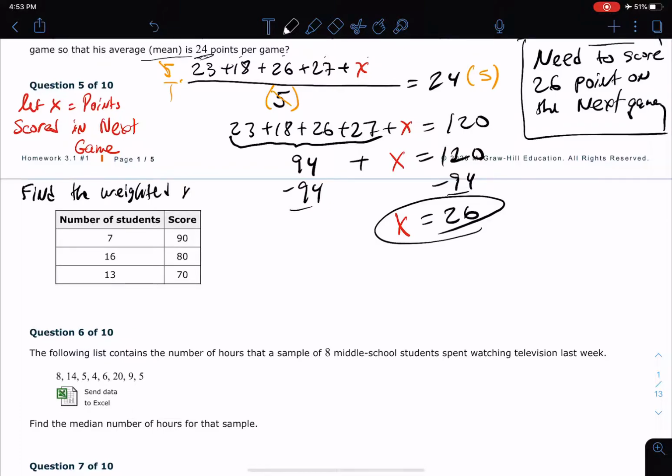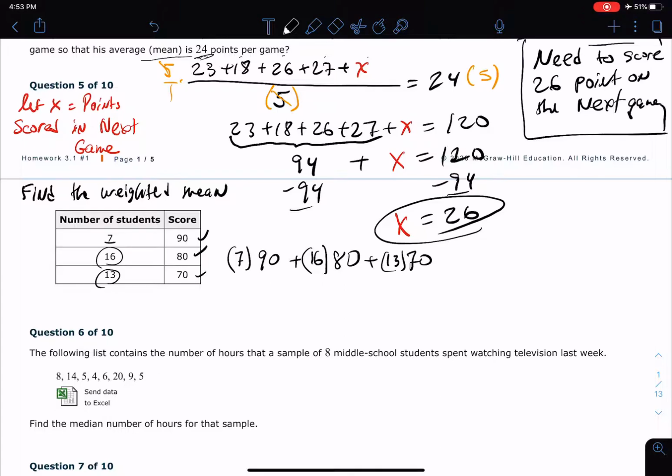So once again, for that weighted mean, all you have to do is say, okay, we've got a score of 90, and how many people have that score of 90? That's our weight. Well, there's 70. And then we've got a score of 80. How many people have that score of 80? It has a weight of 16. And then we've got 70. And how many people? Well, it's 13, so a weight of 13.